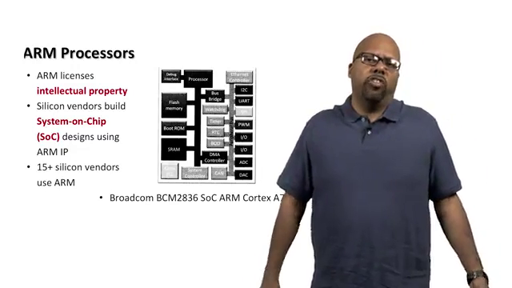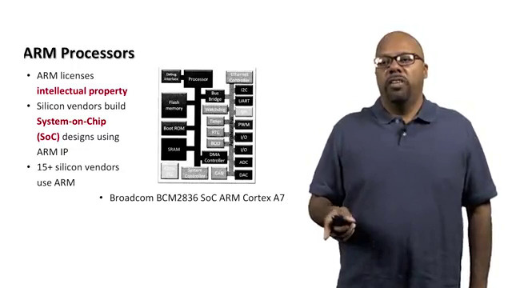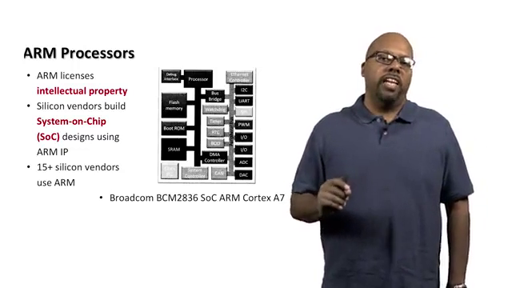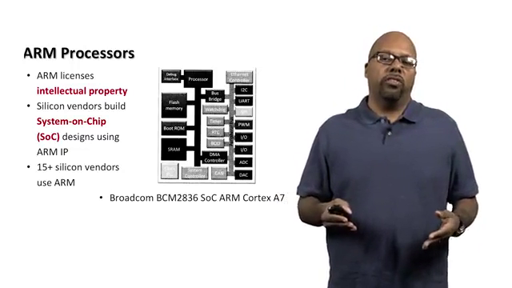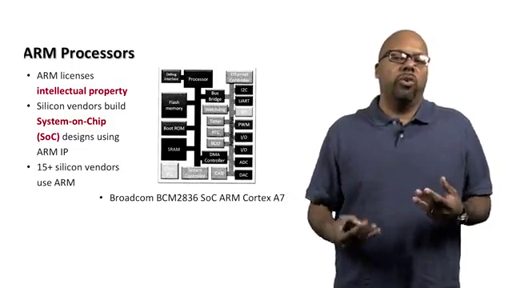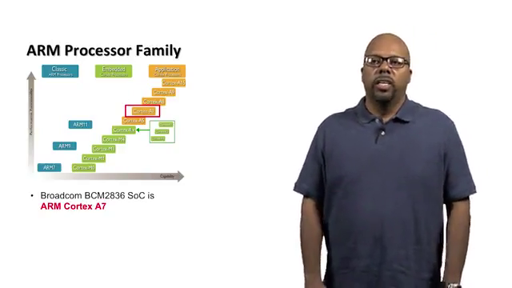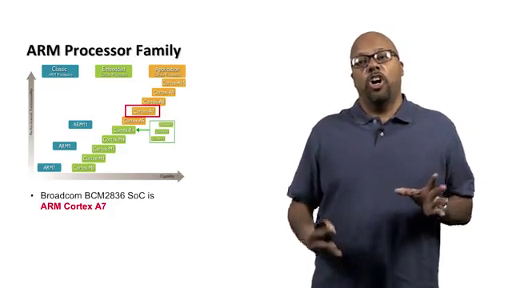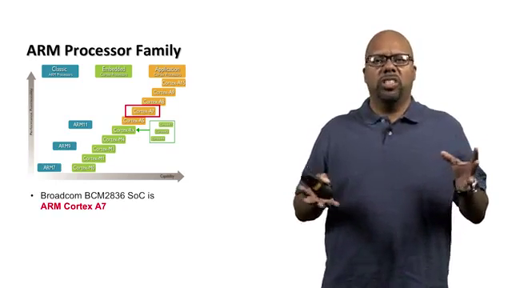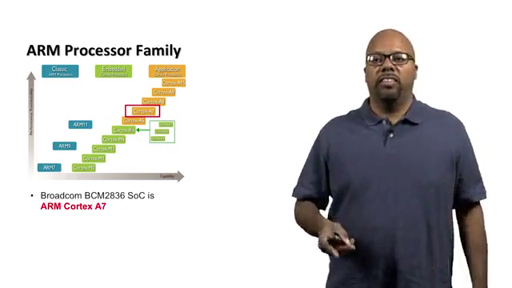Over 15 silicon vendors use ARM, and they dominate. Ours is a Broadcom BCM 2836 SoC based on an ARM Cortex-A7 processor core. So ARM Cortex-A7 is the name of the processor core that ARM sells, or one of the many processor cores that ARM sells. Let's take a glance at this ARM processor family. ARM sells a lot of processor cores. This is ARM's marketing material, and they're trying to plot all the different processors that they sell.